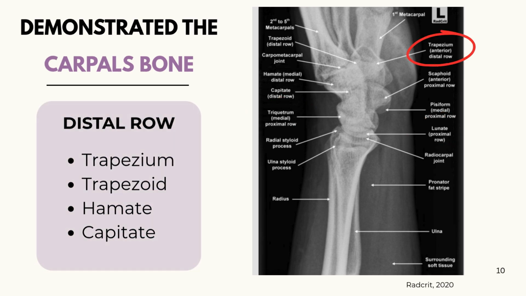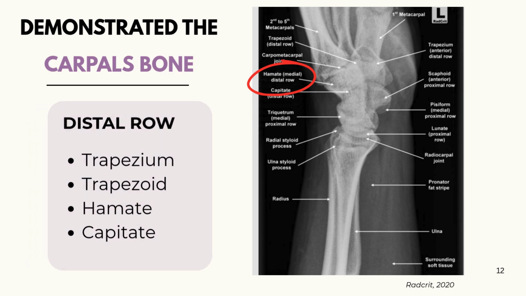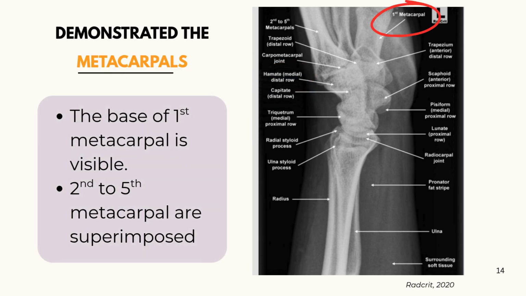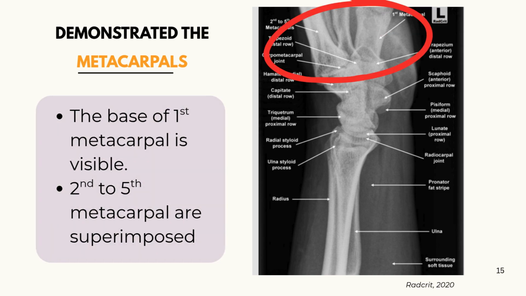Next is the distal row of carpal bones, which shows the trapezium, trapezoid, hamate, capitate. Lastly, the anatomy of the lateral wrist demonstrates the metacarpals, where the base of the first metacarpal is visible, and second to fifth metacarpals are superimposed.